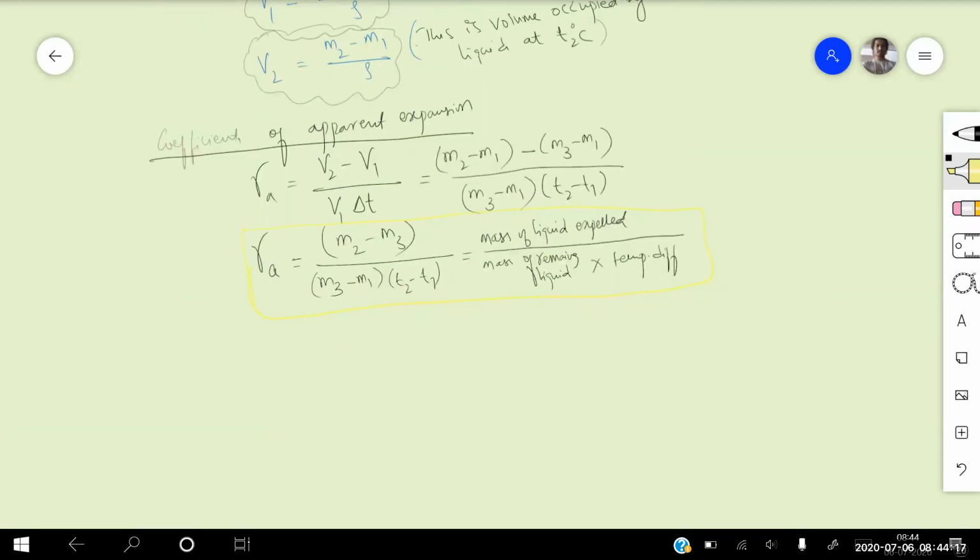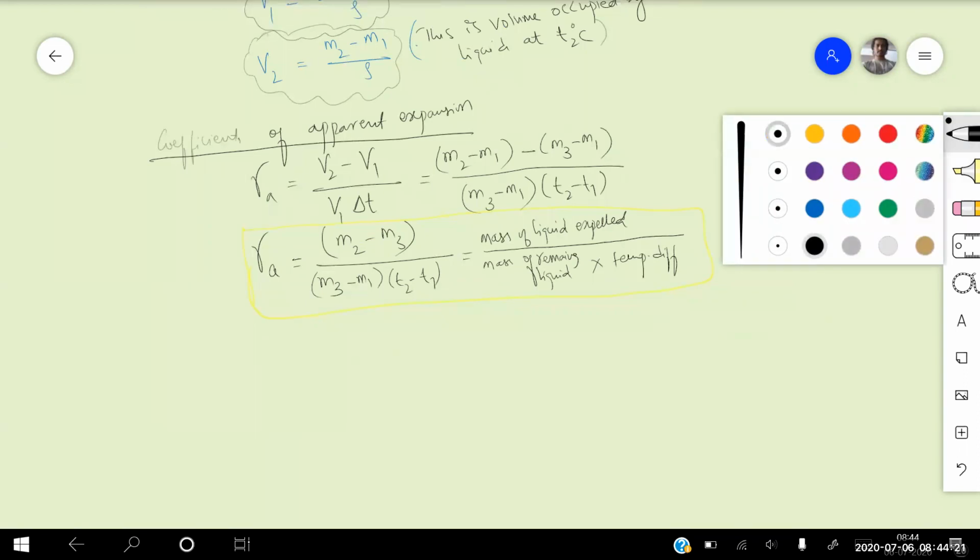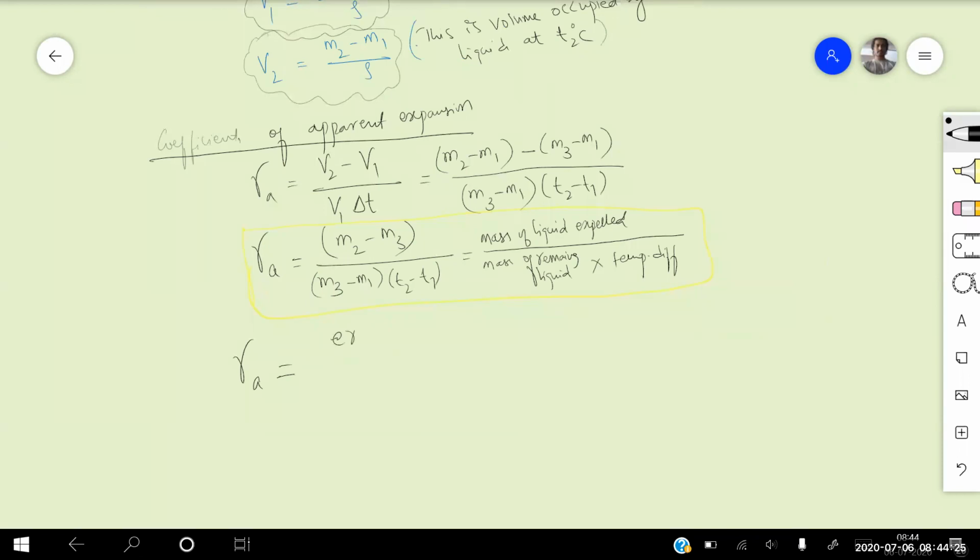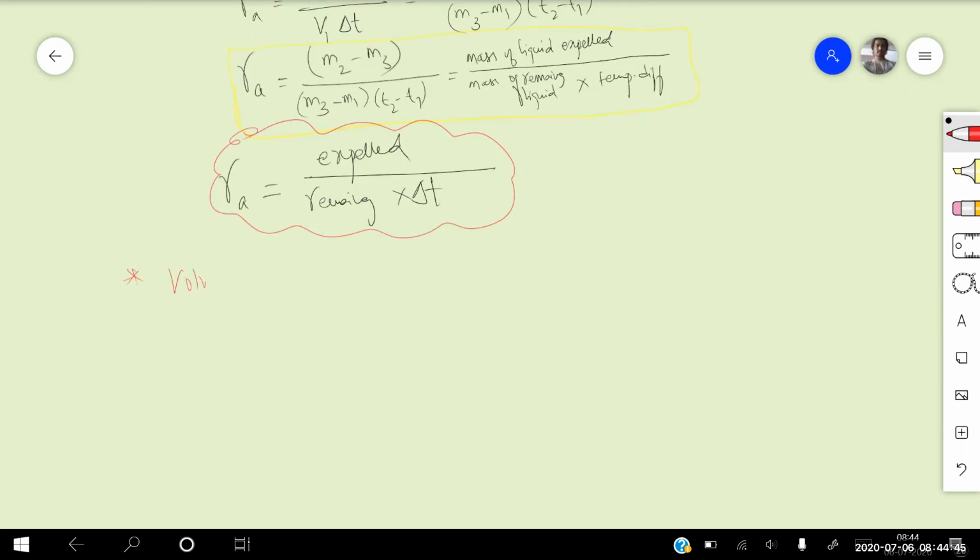So gamma apparent is equal to what I can write now? Gamma apparent is equal to mass expelled divided by remaining liquid into your delta T. So I can keep a star mark in this one and write one point for this given condition, that is volume of liquid expelled is equal to your delta V of expansion, that is nothing but V into gamma apparent into delta T. That means delta V of expansion is equal to V into gamma apparent, which can be written as gamma real minus 3 times alpha of glass into your delta T part of relation.